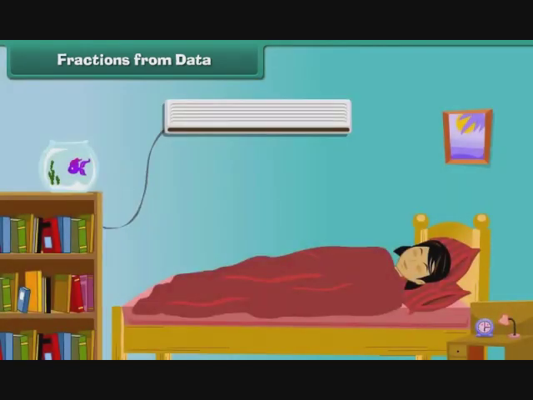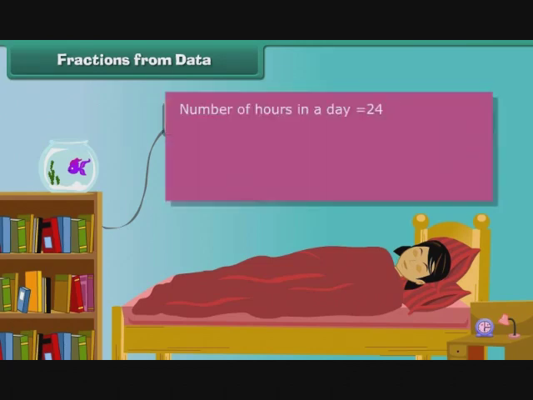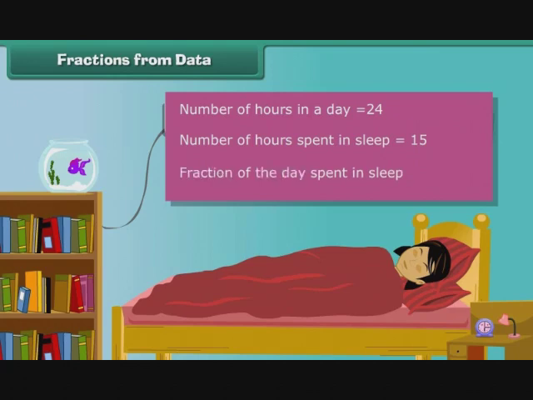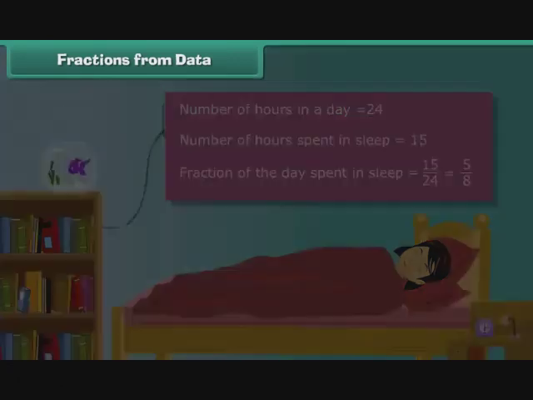Sandhya is Rishabh's little sister. She sleeps 15 hours a day. Let us compute the fraction of the day she spends sleeping. Number of hours in a day is equal to 24. Number of hours spent in sleep is equal to 15. Fraction of the day spent in sleep is equal to 15 by 24 is equal to 5 by 8.